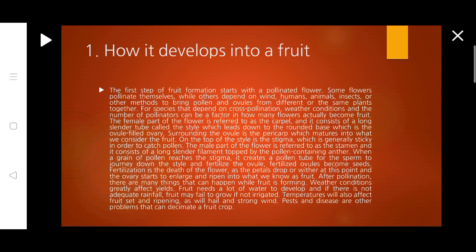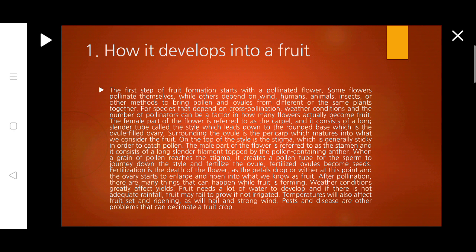The male part of the flower is referred to as the stamen, and it consists of a long slender filament topped by the pollen-containing anther. When a grain of pollen reaches the stigma, it creates a pollen tube for the sperm to journey down the style and fertilize the ovule. Fertilized ovules become seeds.